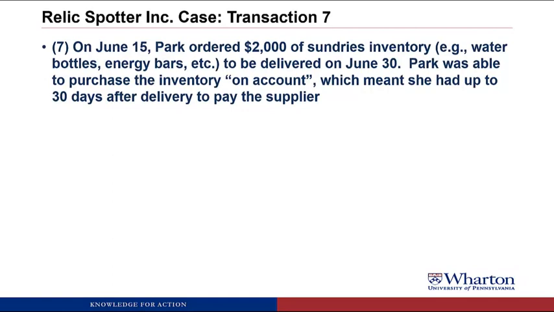On June 15th, Park ordered $2,000 of sundries inventory, for instance, water bottles, energy bars, etc., to be delivered on June 30th. Park was able to purchase the inventory on account, which meant she had up to 30 days after delivery to pay the supplier.